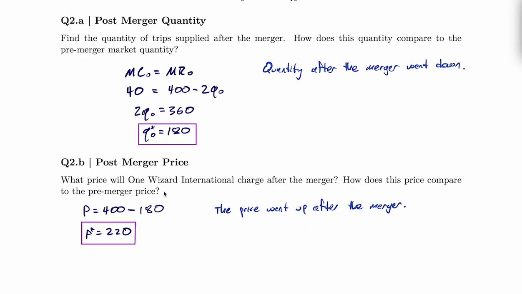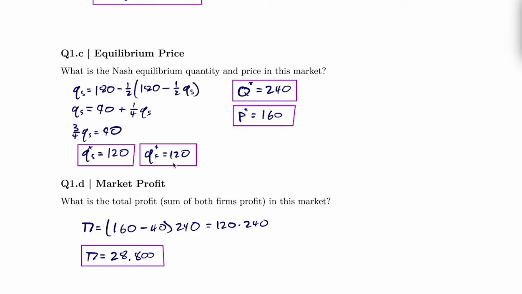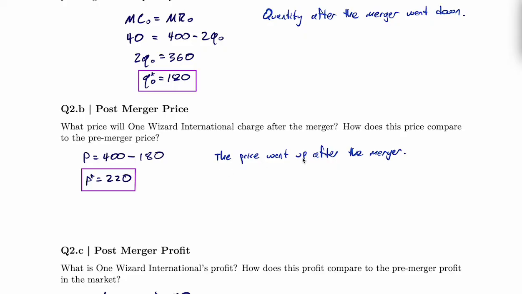Okay, and then we're asked for post-merger price. So what price will One World charge after the merger, and how does it compare? Well, we just take 180 and plug it into the demand curve. One World is the only supplier of trips and communication in this market. They're a monopolist. So we just plug in their quantity, and that gives us 220. So comparing 220 to the original price of 160, prices have gone up after the merger.